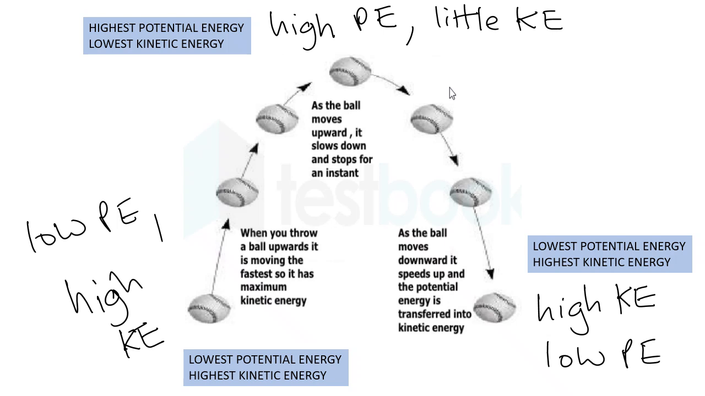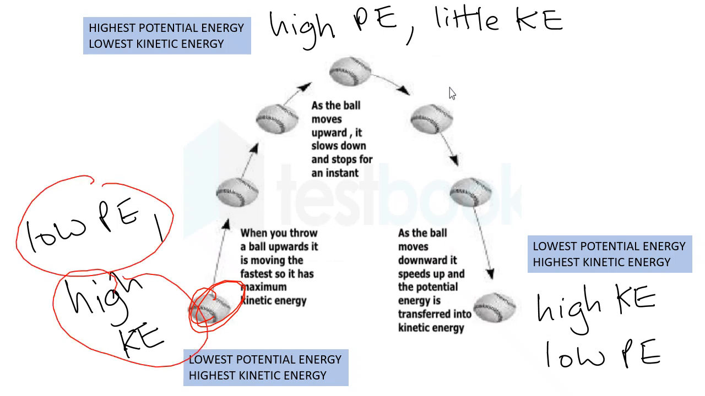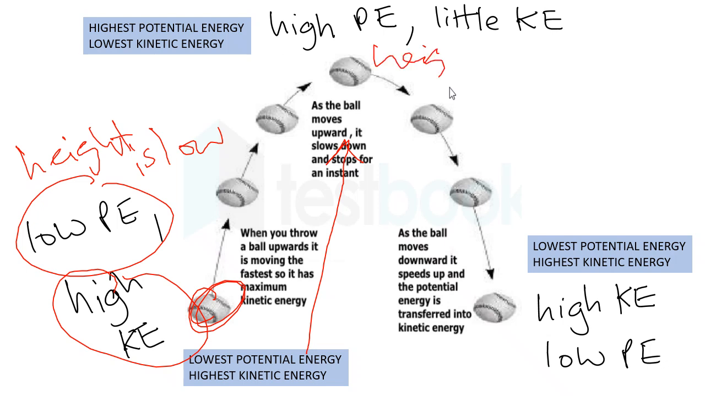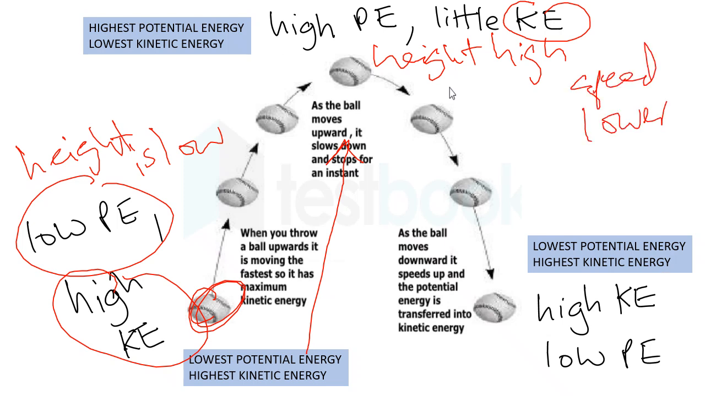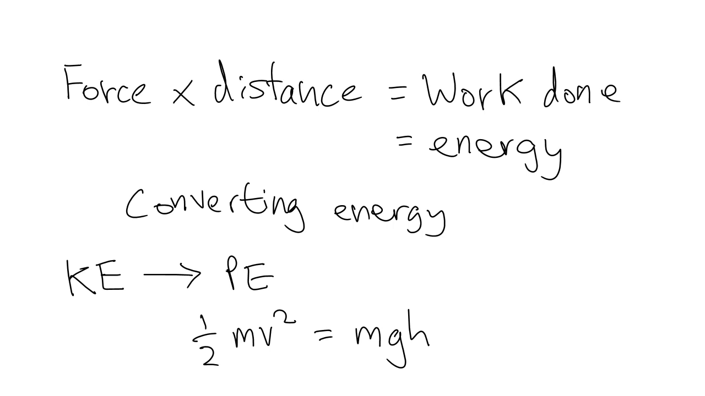This is to do with kinetic energy and potential energy. Let's just say you kick a ball with high kinetic energy, but there's low potential energy because the height is low. Here, high potential energy because the height is high. But why is there little kinetic energy? Because the speed is now lower. Then it falls back down again. There's higher kinetic energy because now it speeds up, and the height is low. So these are some equations.